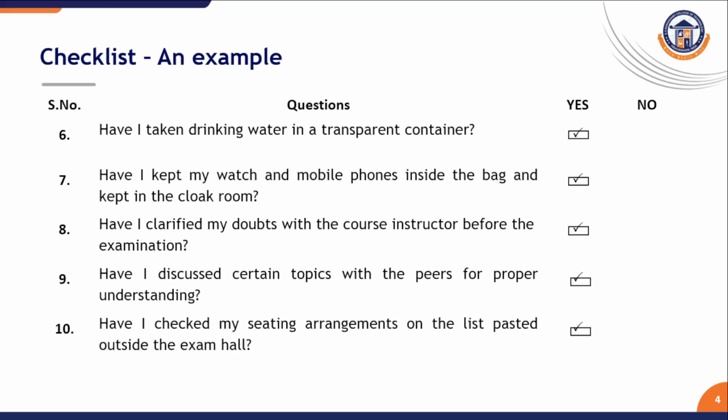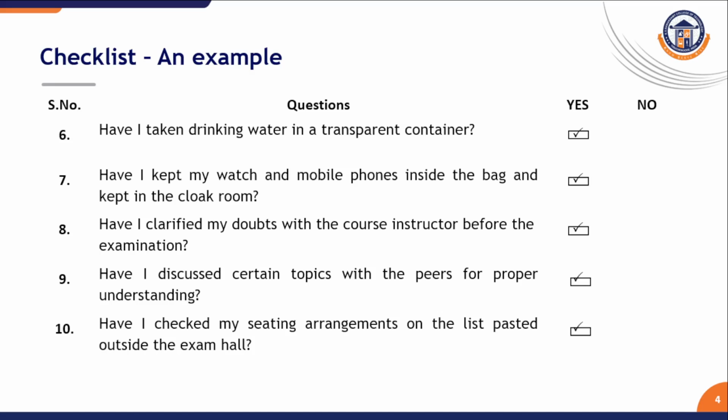Have I clarified my doubts with the course instructor before the examination? While on the walk, you may have some doubts or some sparks of doubt. You may ask the course instructor, either meeting him by the way of going, or you may call him and you may clear your doubts. If it is so, put the tick mark.